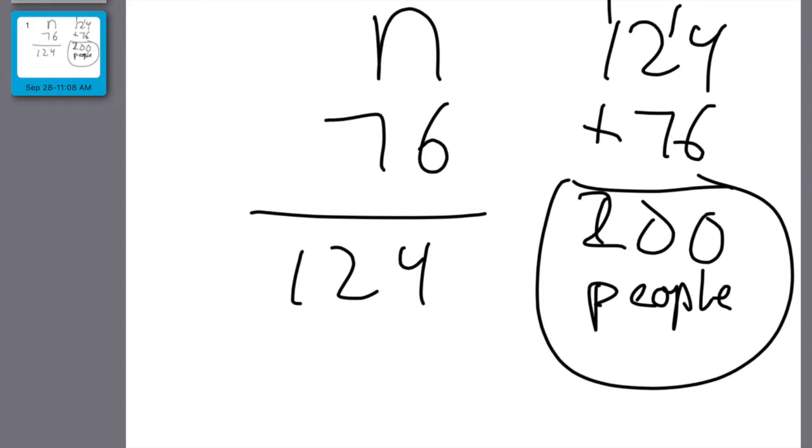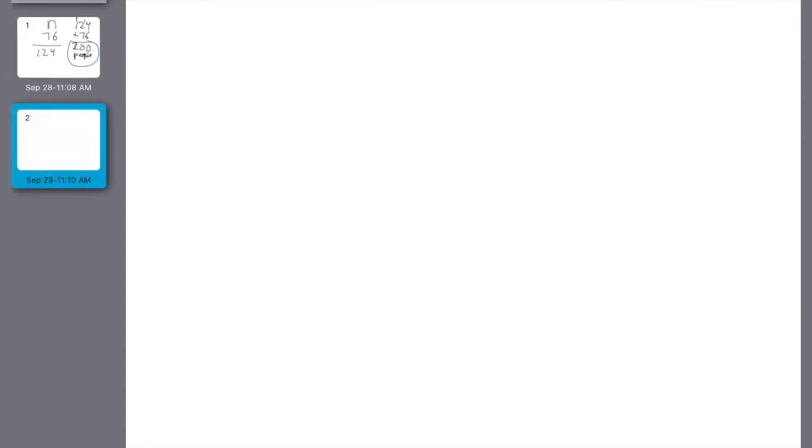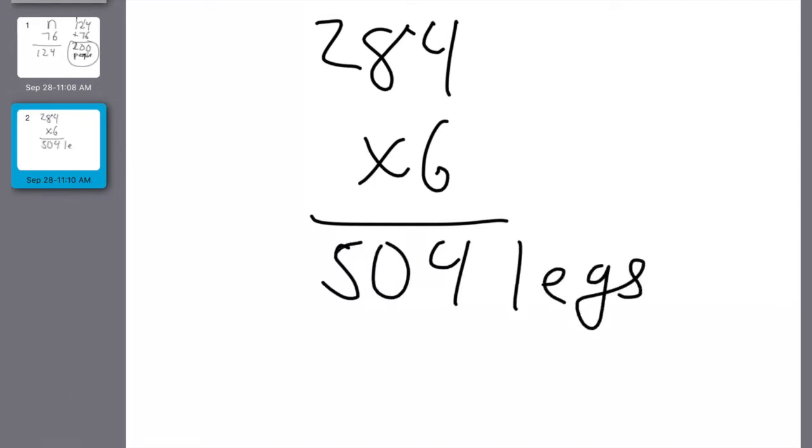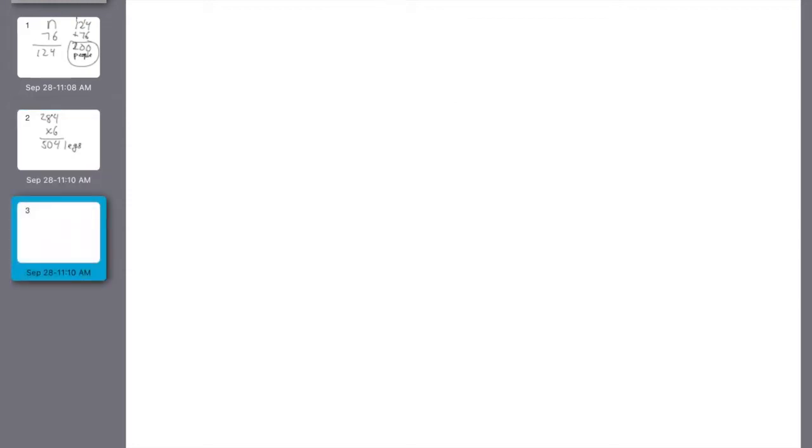Number 3, all ants have 6 legs. A scientist studying ants observed each leg on every ant in her sample. If her sample had 84 ants, how many legs were there total? So there are 84 ants, and each ant has 6 legs. How many total legs is that? It's a multiplication problem. 6 times 4 is 24. 6 times 8 is 48. Plus 2 is 50. So there are a total of 504 legs.